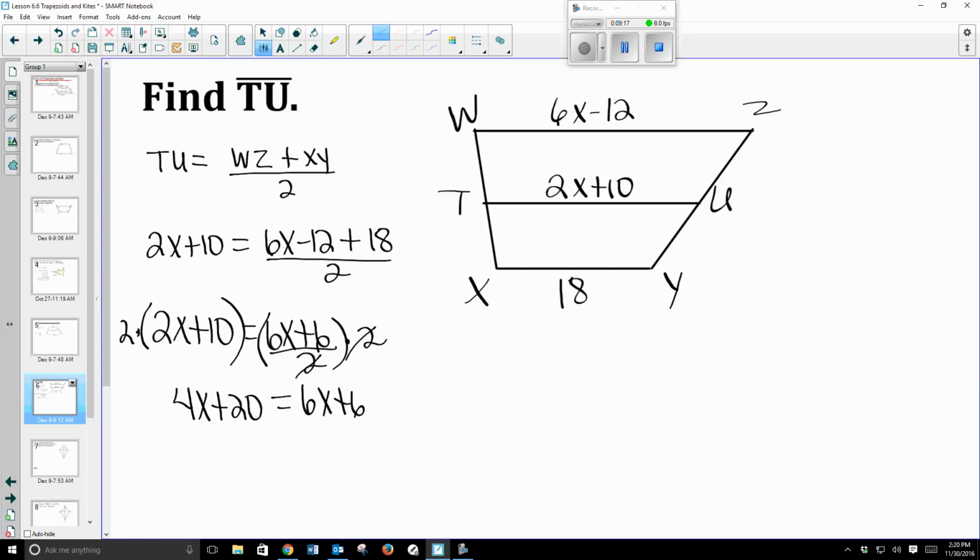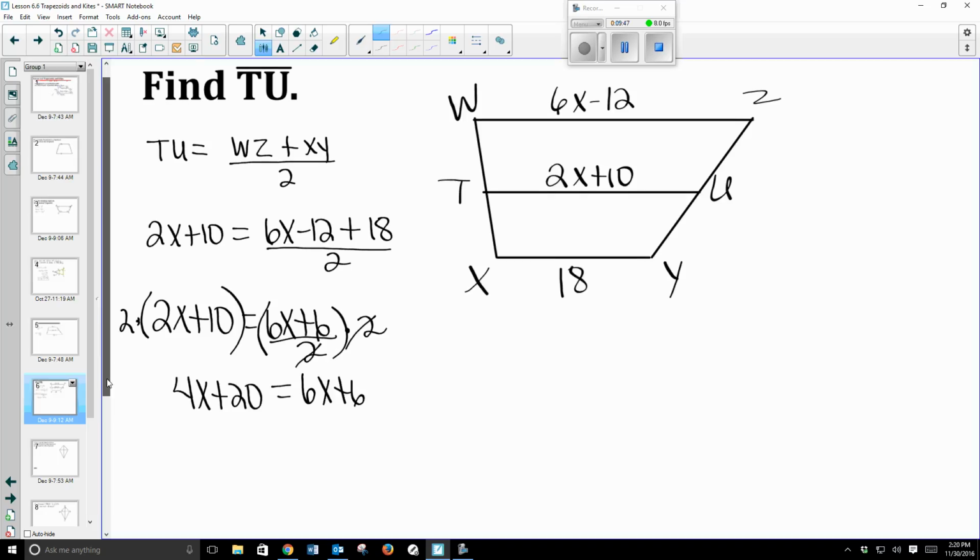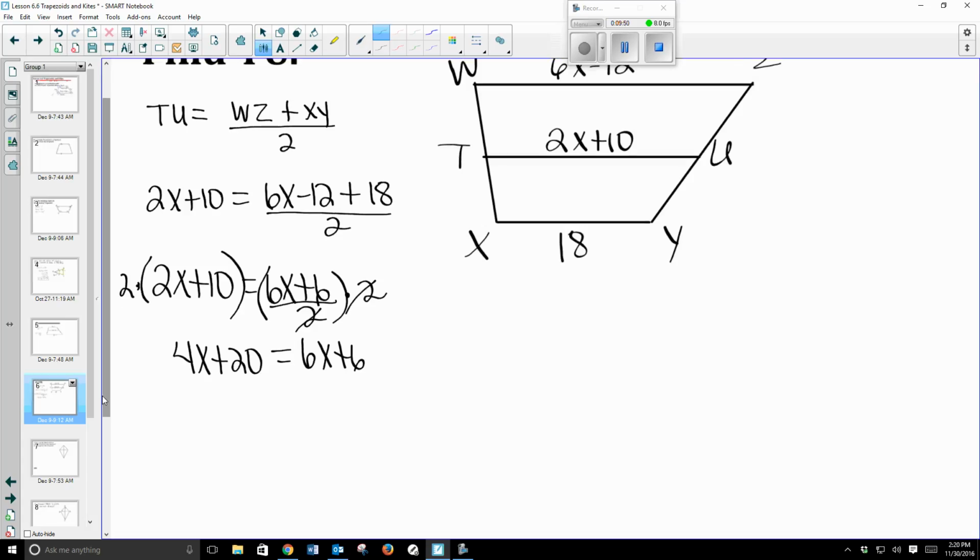I'll pause there for a minute to make sure you understand what's going on in this particular part. I multiply both sides by 2 to get rid of the fraction. And when I multiply the right-hand side by 2, it just cancels. When I multiply the left-hand side by 2, I have to distribute. So when I distribute, I get 4x plus 20. And on the right-hand side, the 2's cancel, so I'm left with 6x plus 6. Now I have an equation that looks a little more familiar, right? A little bit easier to work with.